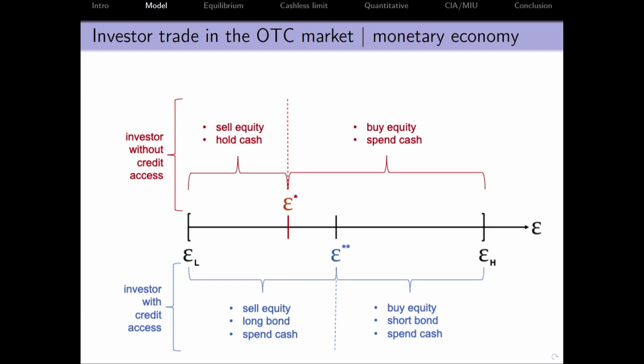You go all into equity and spend all your cash, okay? If you're below, then you're a natural equity seller. You sell all your equity and all you can get. The only way you can settle here is by holding the cash. Okay, you're a cash in advance guy.